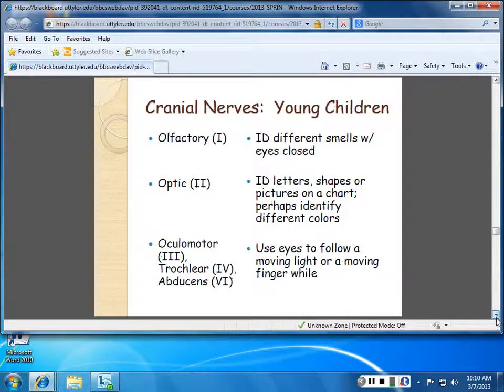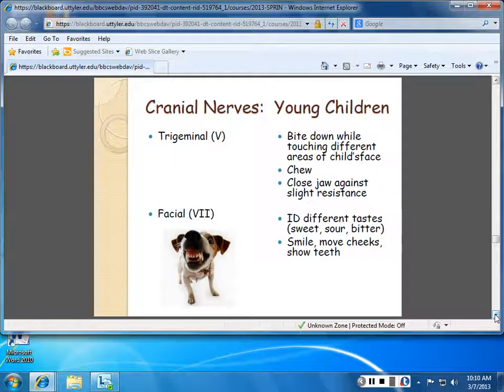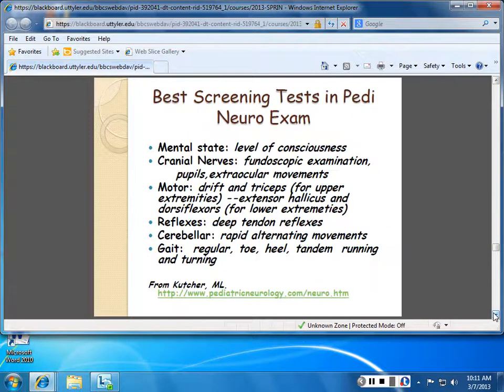Older children can do the regular test that you would do on an adult. They can identify smells. They can identify letters or shapes, maybe colors. They can certainly follow light or your finger. They should be able to identify sounds. They can identify different tastes. Have them bite down, have them chew, have them show their teeth. Older children can do all of these things. Same for the vagus, the accessory, and the hypoglossal.